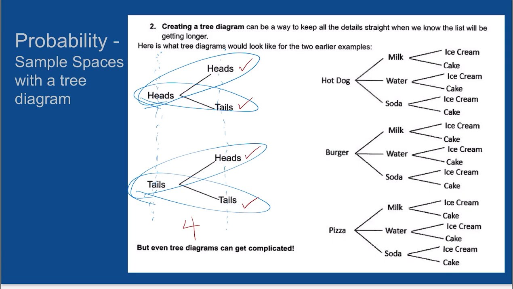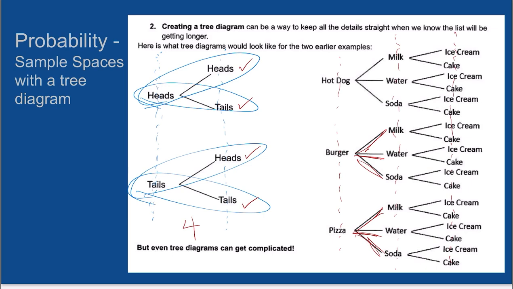So a tree diagram can be really helpful when it's something like our menu item and our beverage and our dessert, because now I can have my main menu item. I can do all of my drinks. So I'm going to repeat them each time because the hot dog needs milk, water, and soda, and the burger needs milk, water, and soda, and the pizza needs milk, water, and soda. And then my next column, I can put in my desserts, cake or ice cream.